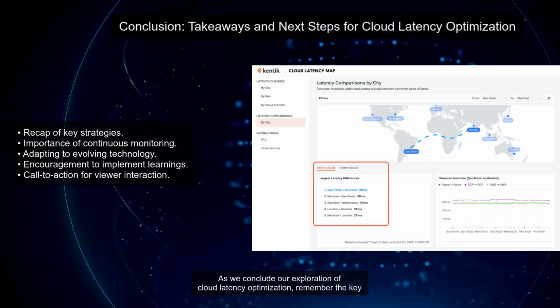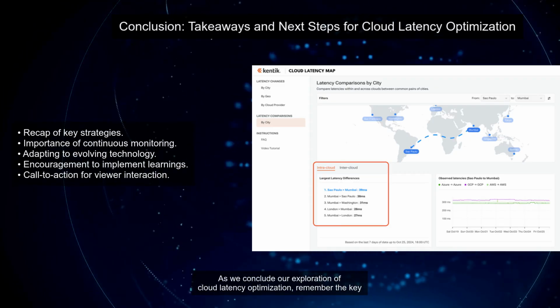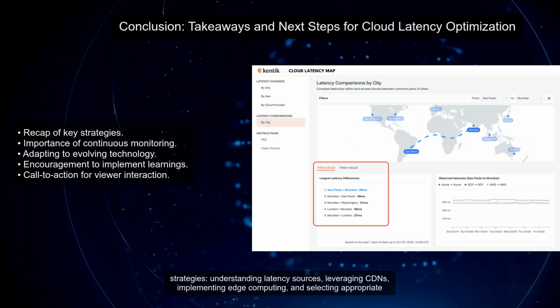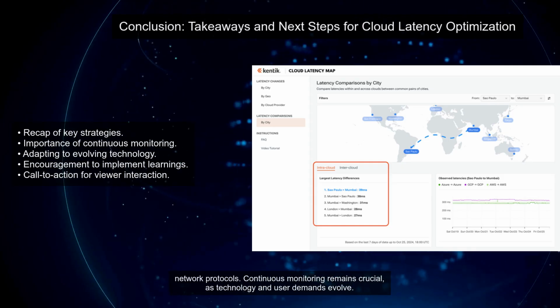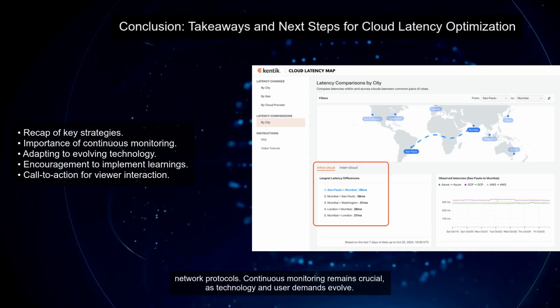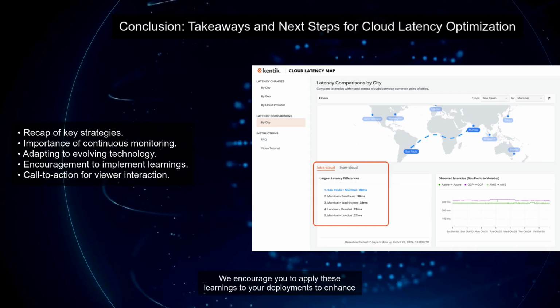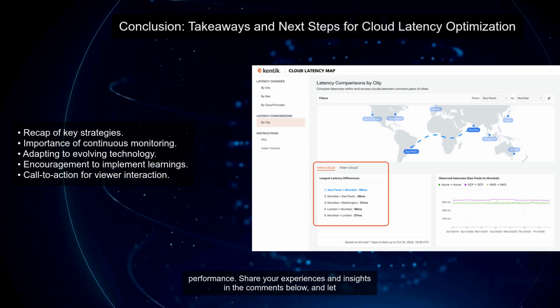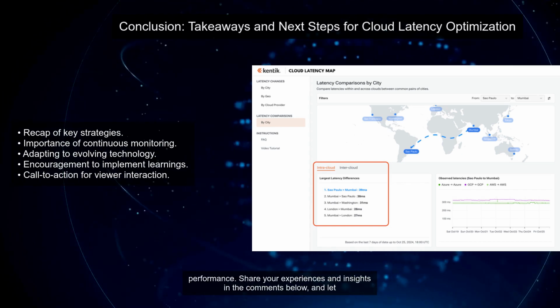As we conclude our exploration of cloud latency optimization, remember the key strategies: understanding latency sources, leveraging CDNs, implementing edge computing, and selecting appropriate network protocols. Continuous monitoring remains crucial, as technology and user demands evolve. We encourage you to apply these learnings to your deployments to enhance performance.